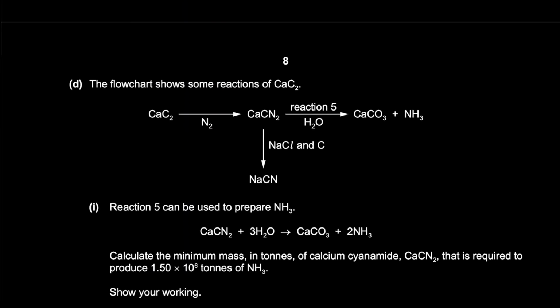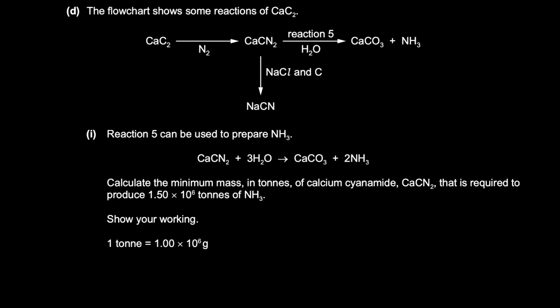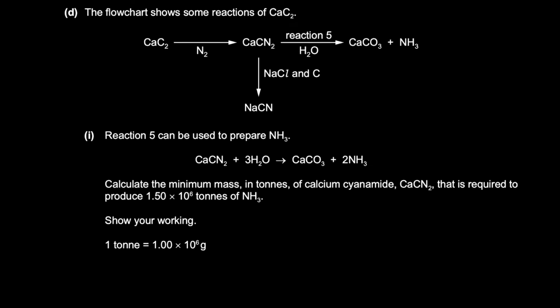All right. The flowchart shows some reactions of CaC2, that is calcium carbide, right? Reaction 5 can be used to prepare NH3. So reaction 5 is when this guy reacts with H2O to form calcium carbonate and NH3. Calculate the minimum mass in tons of calcium cyanamide, that's CaCN2, okay? Calcium cyanamide, that is required to produce 1.50 times 10 to the power of 6 tons of NH3.